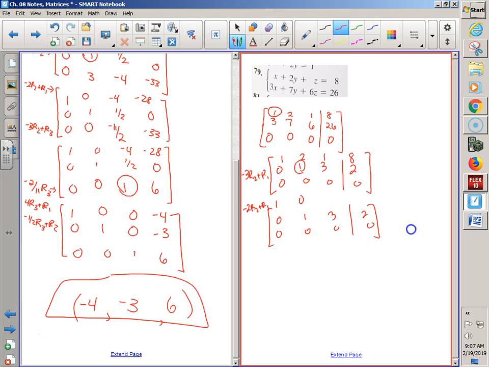Negative 2 plus 2 is 0. Negative 6 plus 1 is negative 5. And negative 4 plus 8 is 4. Last but not least, get your, that's okay.